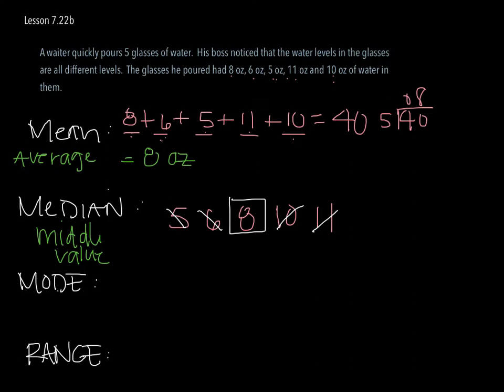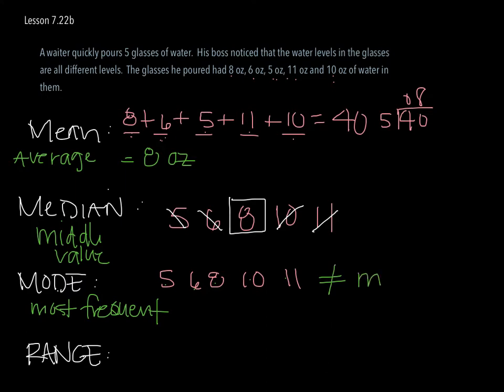Now when I look at mode, again, I line up all the numbers, 5, 6, 8, 10, 11, and which number is most frequent? Remember, mode is most frequent. Well, ladies and gentlemen, if you notice, 5 is once, 6 is once, 8 is once, 10 is once, 11 is once. So boys and girls, there is no mode, because all of the numbers are only represented once.